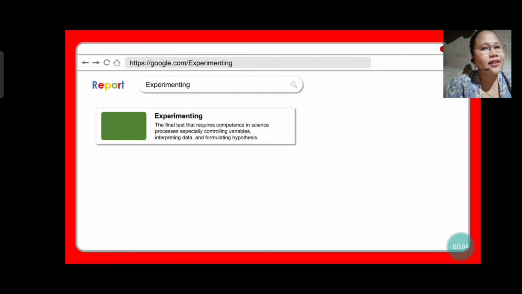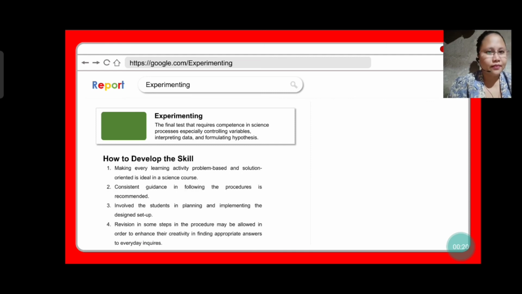So next is the experimenting. Experimenting is the final test that requires competence in science processes, especially controlling the variables, interpreting the data, and formulating hypotheses. And how to develop the skill of experimenting? First, making every learning activity problem-based and solution-oriented is ideal in a science course.